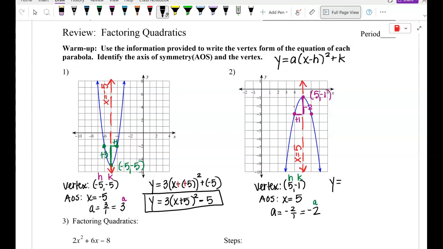So y equals -2 times the quantity x minus 5 squared plus -1. So y equals -2 times the quantity x minus 5 squared minus 1. That would be the equation of that parabola.